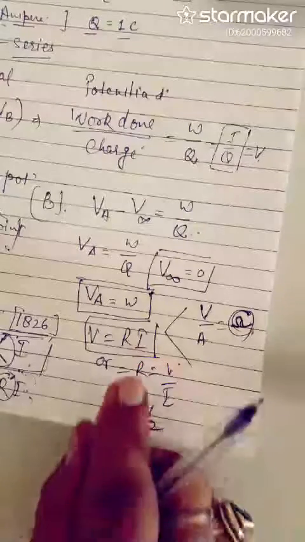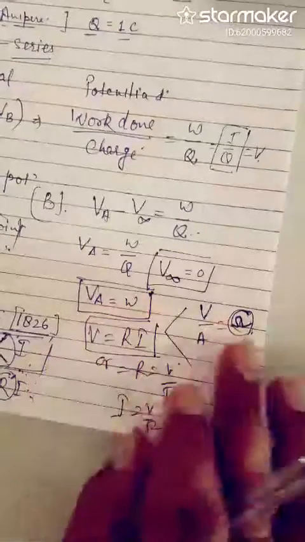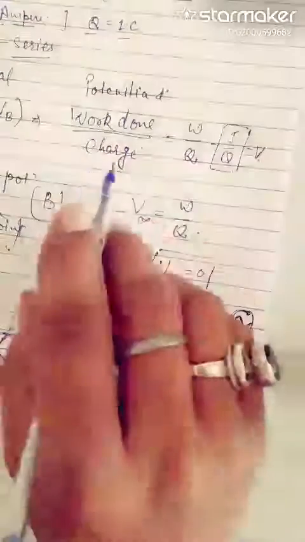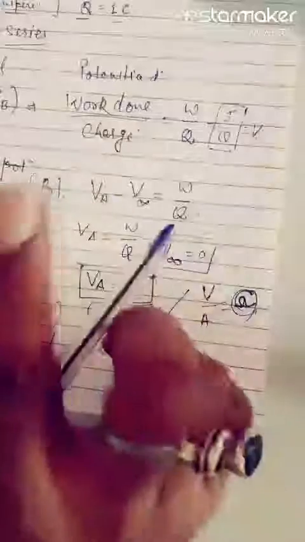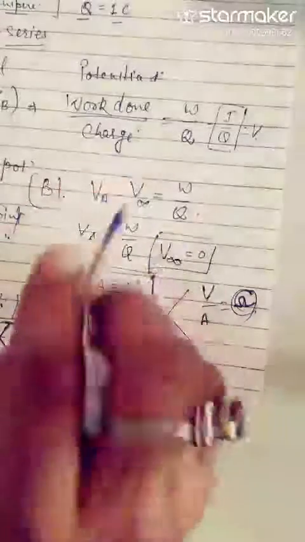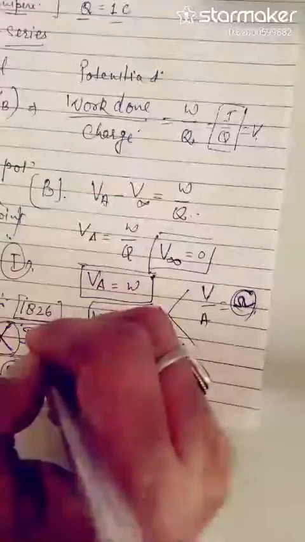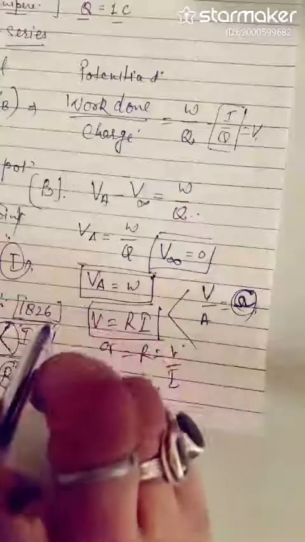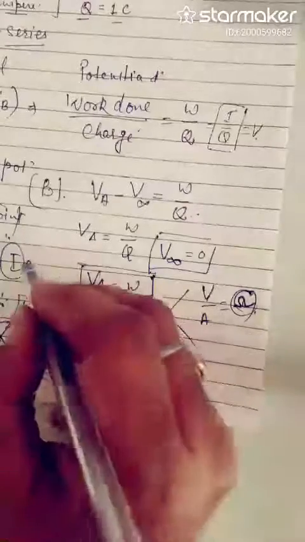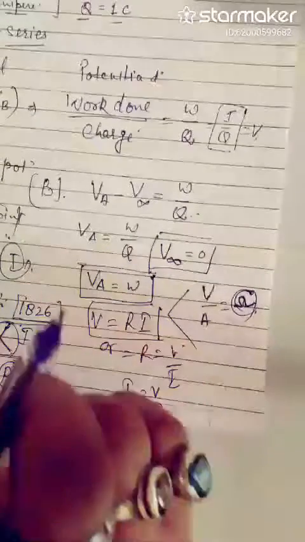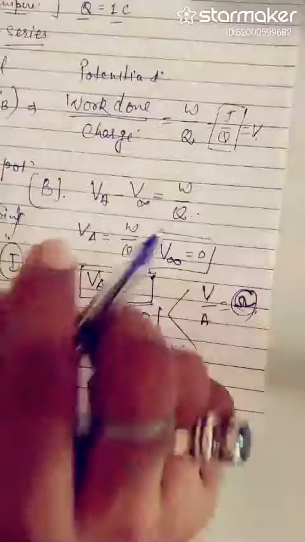Now what is the definition of 1 ohm? 1 ohm is defined as the resistance of a conductor through which a current of 1 ampere passes when the potential difference across its ends is 1 volt. The definition of 1 ohm is very important, and second is Ohm's law. These two concepts are very important from the examination point of view.